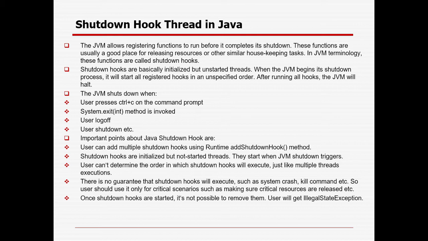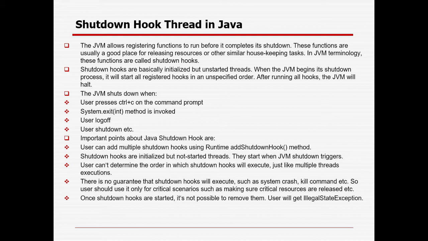JVM can be shut down because of the following conditions. Suppose the user presses Ctrl+C on the command prompt, so immediately it will shut down. Next, if the System.exit method is invoked, your JVM can also be shut down. And whenever the user is logging off or shutting down his desktop or laptop, the JVM will also shut down automatically.